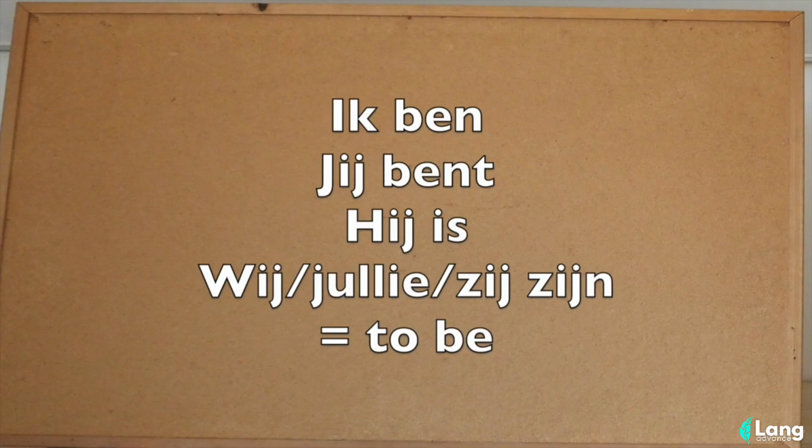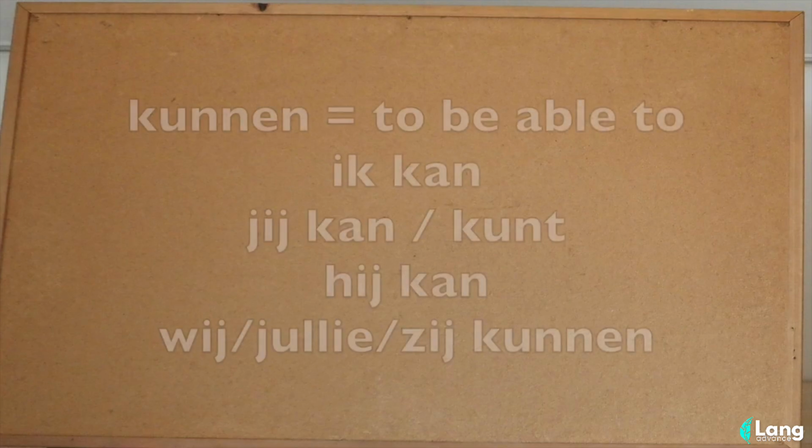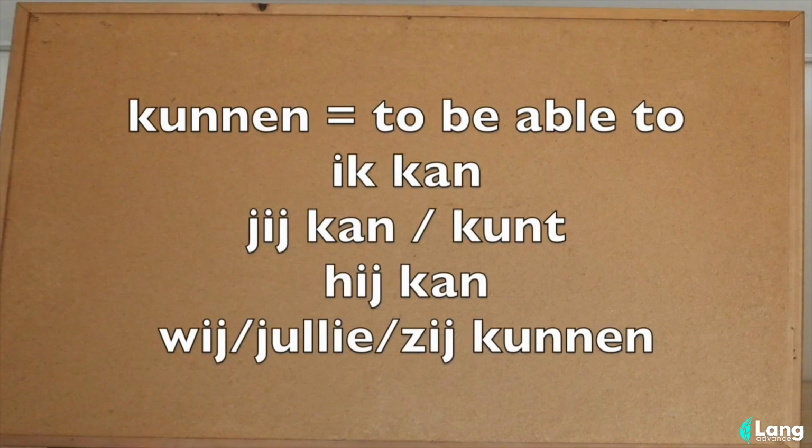Zijn, that's from a few sections ago. Ik ben, jij bent, hij is, wij, jullie, zij zijn. Let's see new verbs. We're going to start with kunnen, that's to be able to.